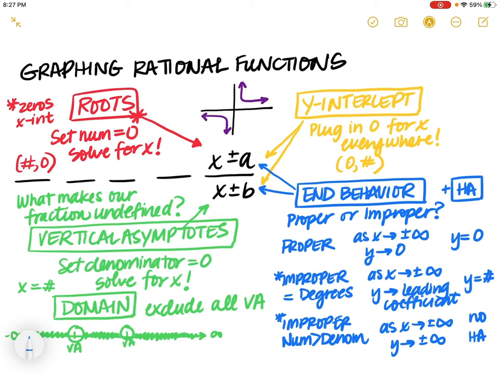So this is everything we need. We need the roots, which we know come from the numerator. We need the vertical asymptotes in the domain, which come from the denominator. We need that y-intercept, which is just plugging 0 into the function. And we need that horizontal asymptote, which is evaluating that function and thinking, if I were to treat this as division, not just as a fraction, but as division, what would my quotient or result be? Let's put this all into practice with an example.